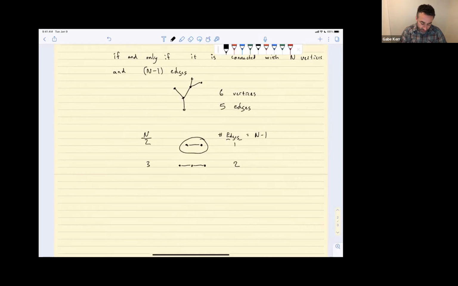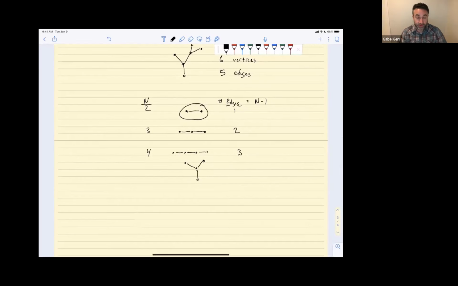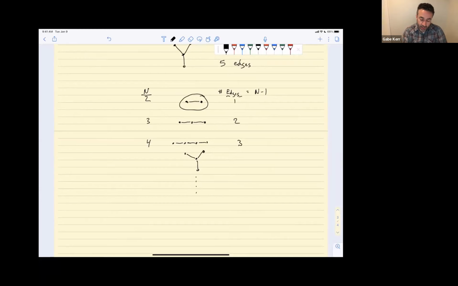And now once you get to four vertices, you have some options, right? You can look at this tree. Here I'm not labeling the vertices. If I label the vertices, I get maybe more options. But if I just look at it without labeling, I get two options here. But in both cases, I get three edges. Now, I don't want to do this forever because it's going to be horrible.